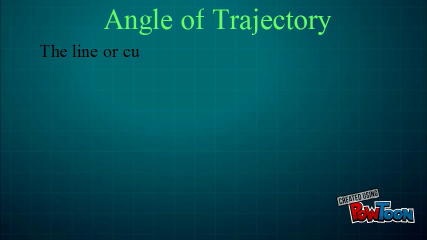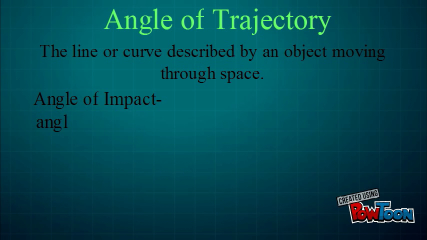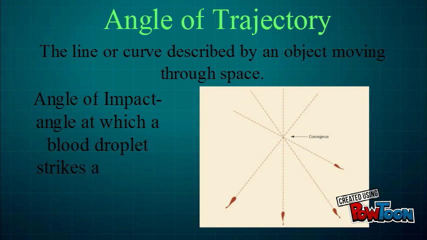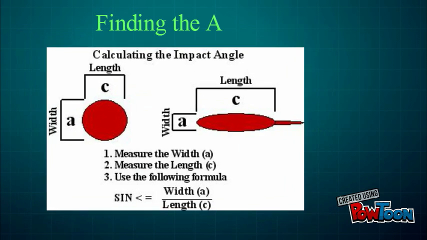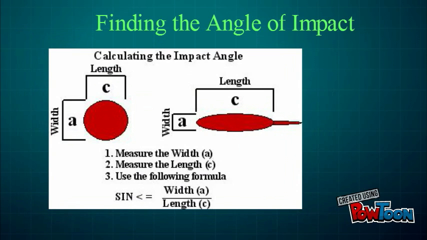The angle of trajectory is a line or curve described by an object moving through space. Angle of impact is involved with this, and it is the angle at which a blood droplet strikes the surface from the point of convergence, which is the source of the blood spatter. In finding the angle of impact, first you must measure the width and length of the droplet, and then you would divide the width by the length to find your angle.